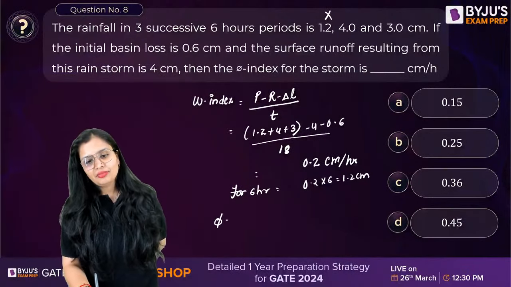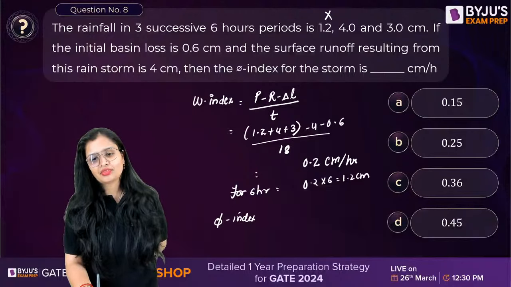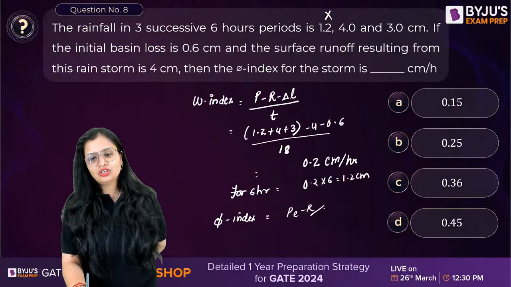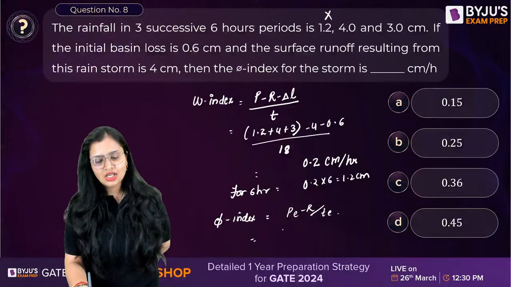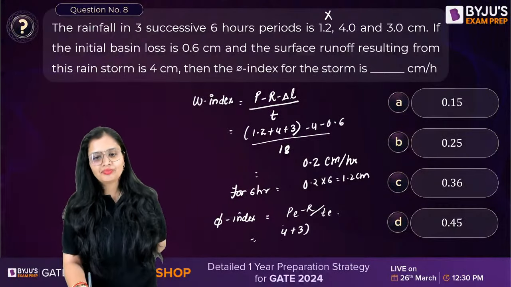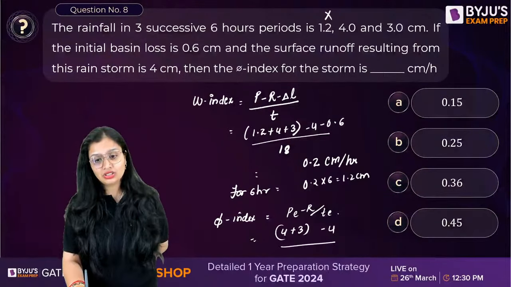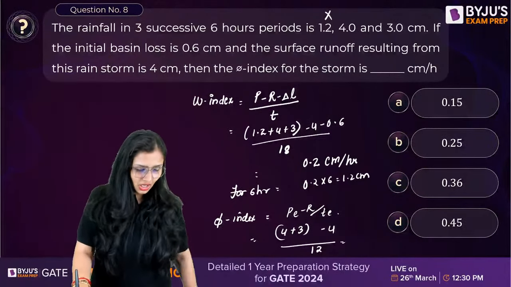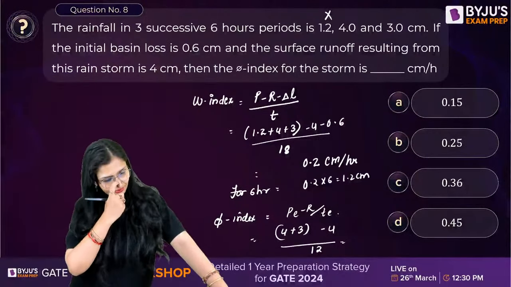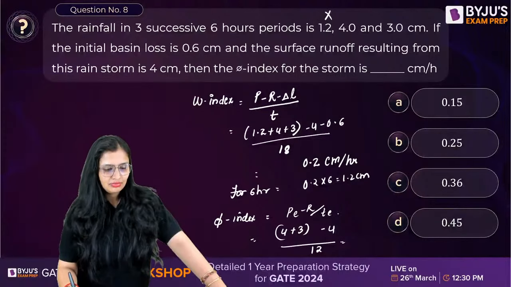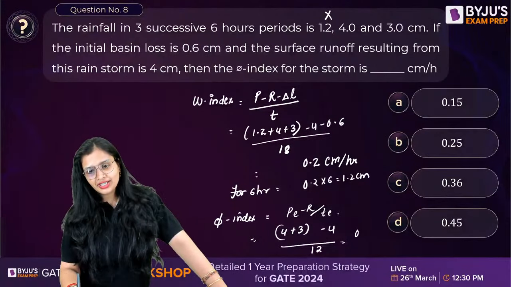Now coming to phi index, here we have precipitation which produces runoff, and the duration of rainfall excess. So you will take only 4 and 3. Runoff is 4 centimeter. We won't be subtracting basin loss, and hours will be 12 hours. How much are we getting? How much are we getting for phi index, guys? Check it out. How much are we getting?